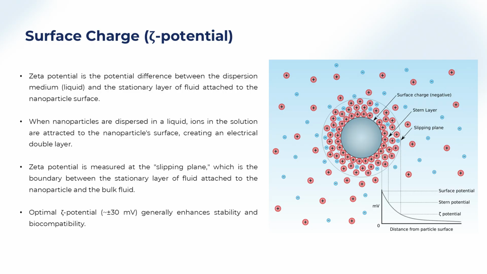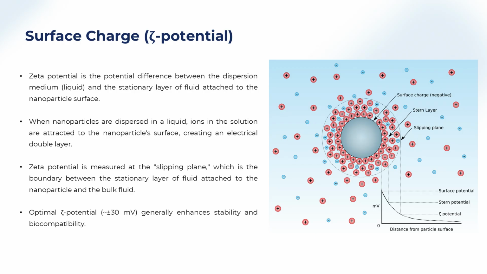Let's talk about the surface charge, or zeta potential. It is the potential difference between the dispersion medium and the stationary layer of fluid attached to the nanoparticle surface. When nanoparticles are dispersed in a liquid, ions in the solution are attracted to the nanoparticle surface, creating an electrical double layer. Zeta potential is measured at the slipping plane, which is the boundary between the stationary layer of fluid attached to the nanoparticle and the bulk fluid.